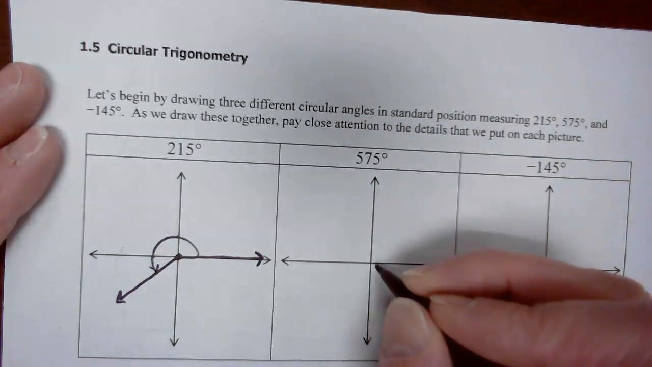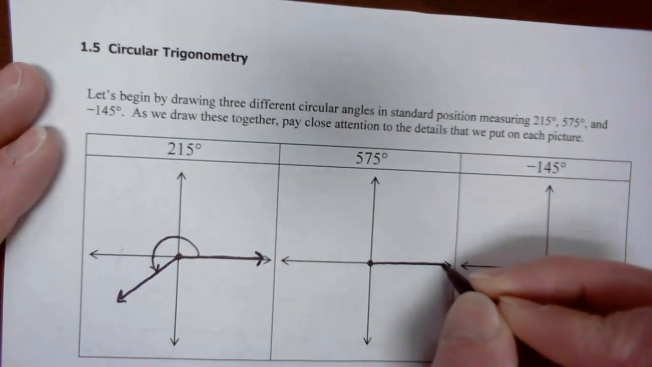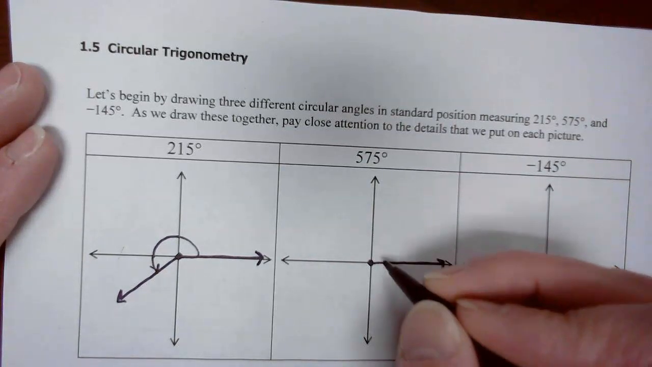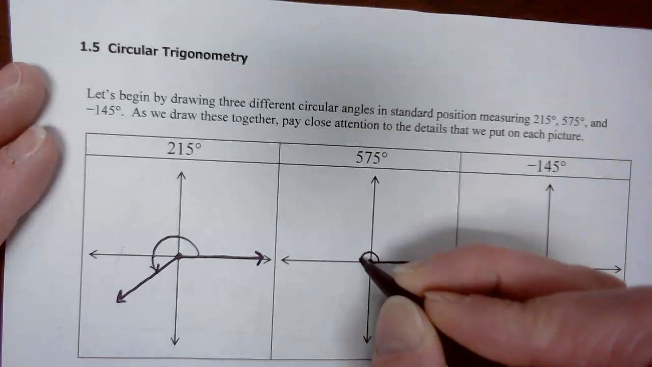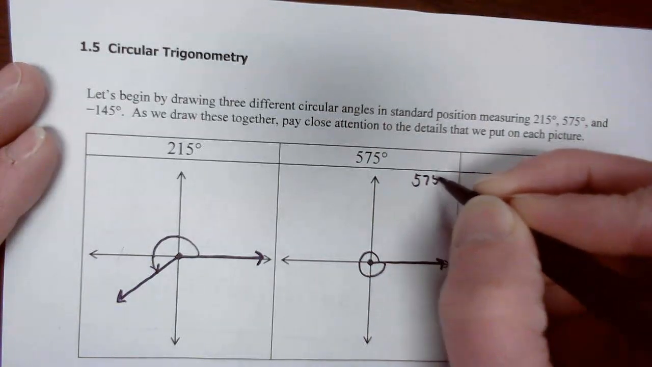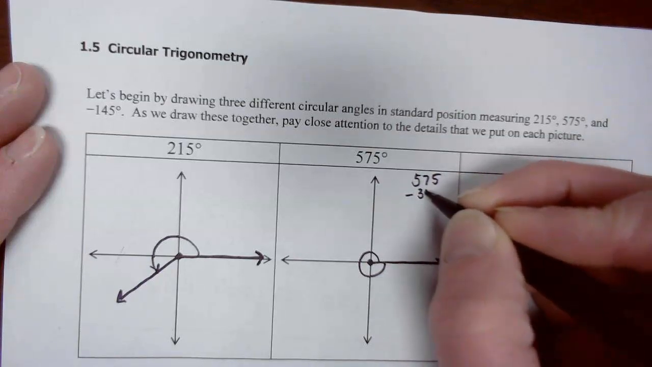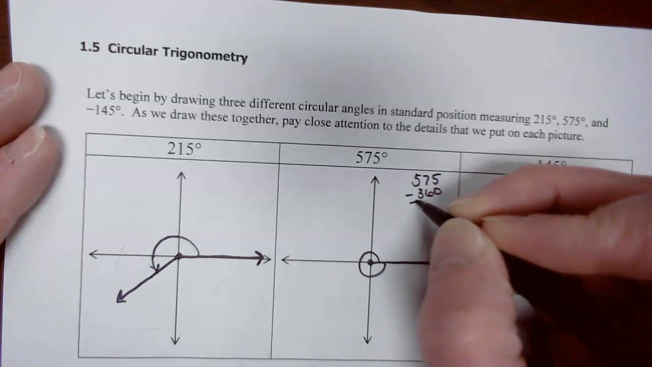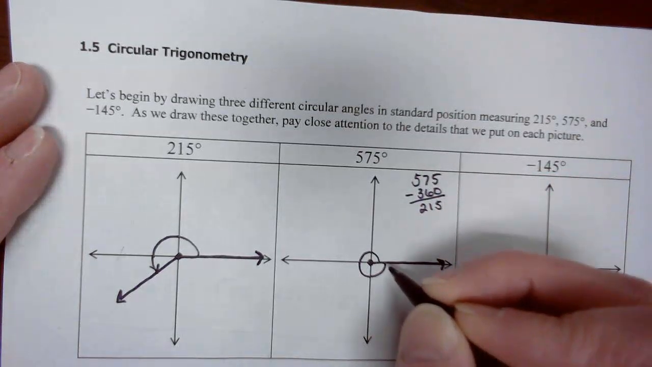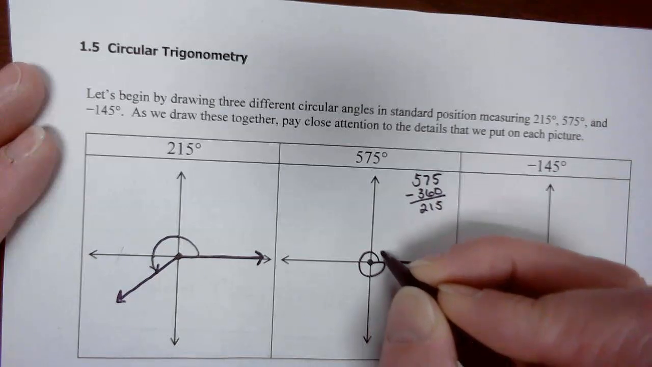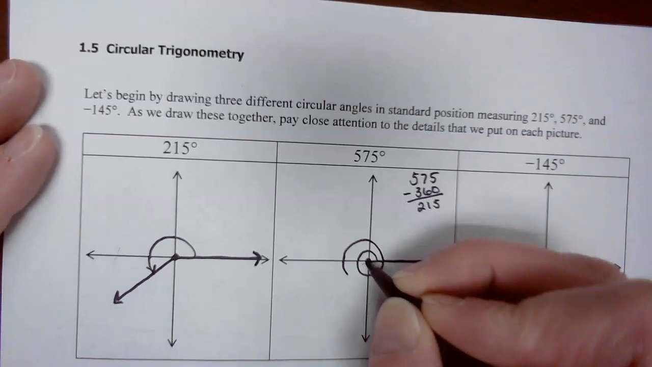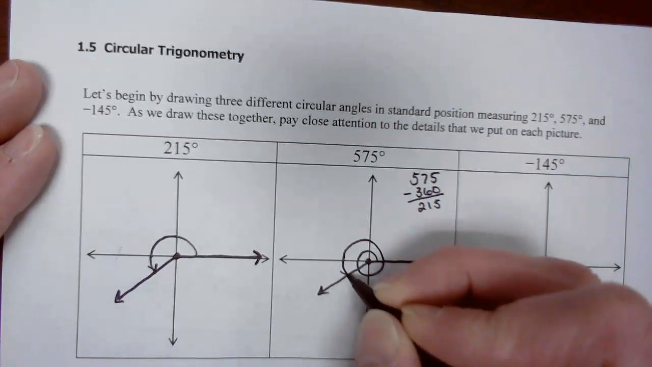So starting here, 575 means it's going to go all the way around once and then some more. So 575 minus 360 gives me 215. Okay, so it went all the way around once, and then it's going to come back around 90, 180, and stop right here.